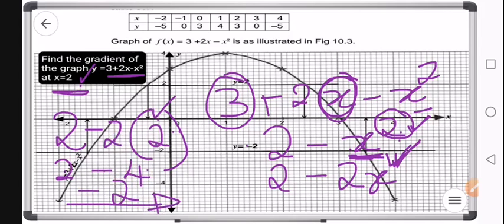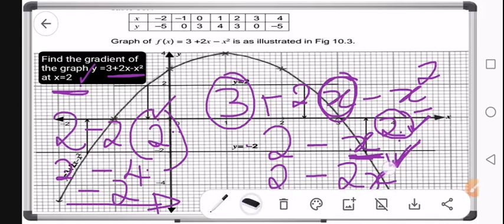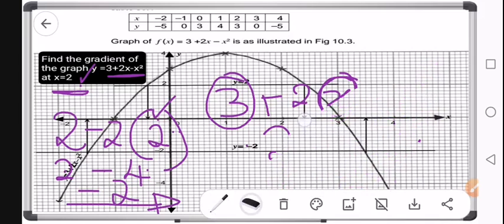This is the most appropriate method. You won't miss a point using this one. For example, let me give you another example, which is a bit simpler than this one.